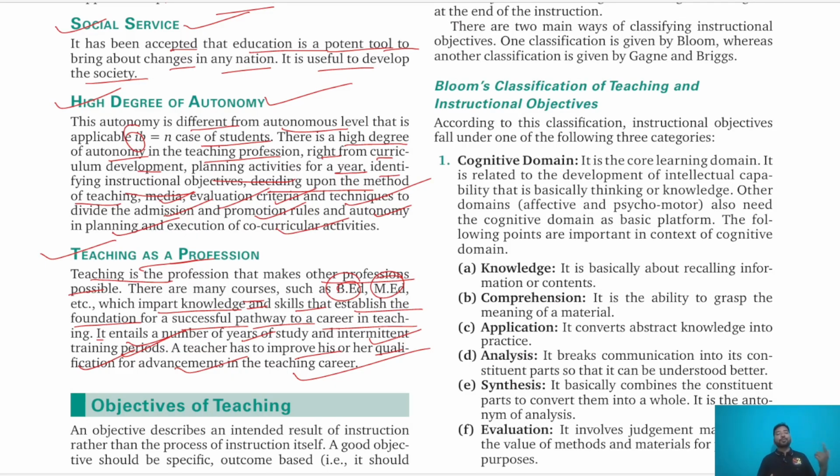So teaching is a profession. Teaching is a social service. It may be a degree of autonomy, or it may be a profession. Thank you for learning this. The environment is dynamic, yes, for dynamic environment, teaching is over.